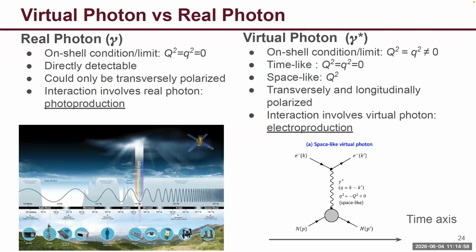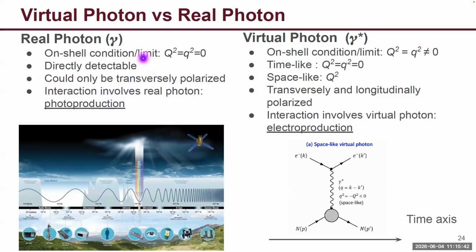There are two types of photons. We have the real photon, then we also have the virtual photon. The difference is that the virtuality of the real photon, the q squared, is 0. We'll define q squared very soon. And then it is directly detectable, and it can only be transversely polarized. And an interaction that involves a real photon probe is called photoproduction.